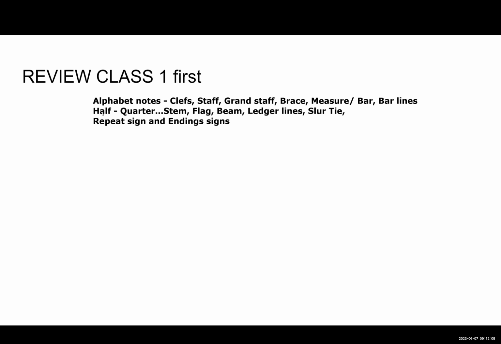Values of notes: half, quarter notes, eighth notes, 16th note, 32nd notes even. What is a stem? What is a flag on the note? What is a beam on a note? What is ledger lines? What are slurs and ties? And then we ended with repeat signs and ending signs. If you have not seen those videos, please go back to module 1 and see them before we move on.